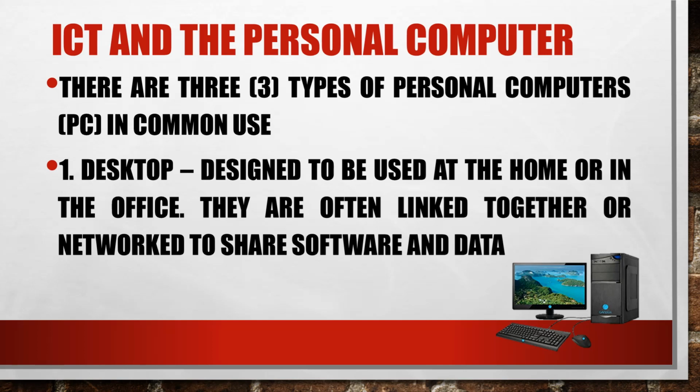The first one, the desktop, is designed to be used at home or in the office. So you may have a desktop computer at home. You see that little picture here, desktop. And of course, if you go to an office, even a doctor's office, you will see that the secretary has a desktop somewhere there, and they are often linked together. When we're talking about computers linking together, we normally use the IT term networked, right? They are networked to share resources, and that includes software and data. And that data there may be the internet.